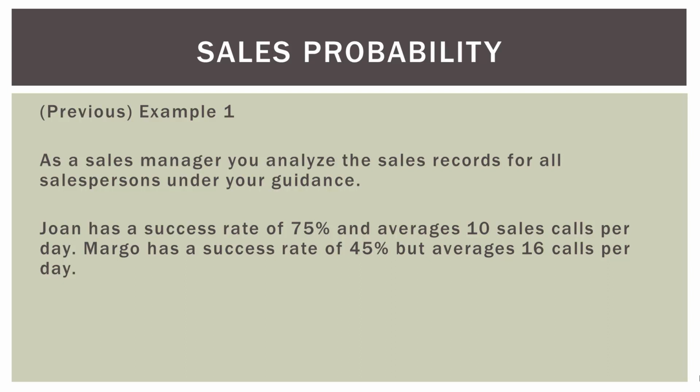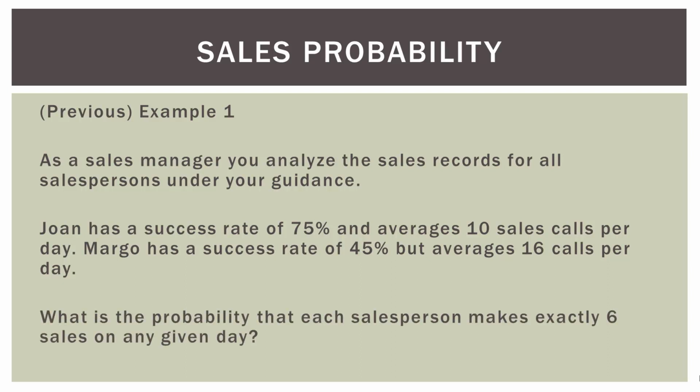Now Margot, on the other hand, has a success rate of 45%, so it's significantly lower, but she averages 16 calls per day. And in the last video, we were interested in what was the probability that each salesperson makes exactly 6 sales on any given day. So we used the binomial distribution to find out the probability of exactly 6 sales. Now I'm going to change that to say, what is the probability that each salesperson makes at least 6 sales on any given day? So we're going to think of 6 sales as our daily quota. And we want to know the probability that each of these two employees, Joan and Margot, makes at least 6 sales on any given day.